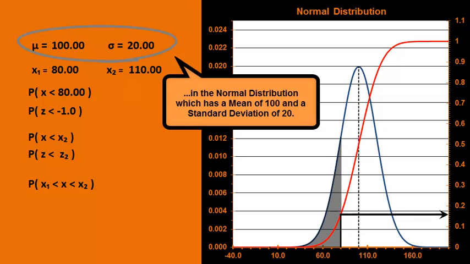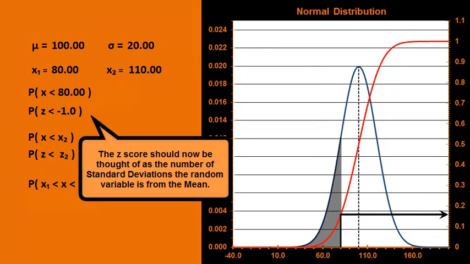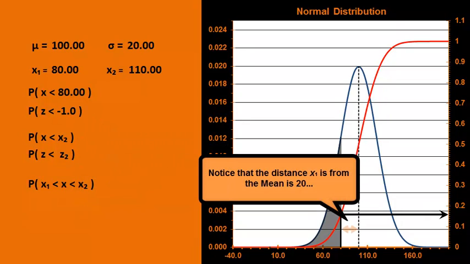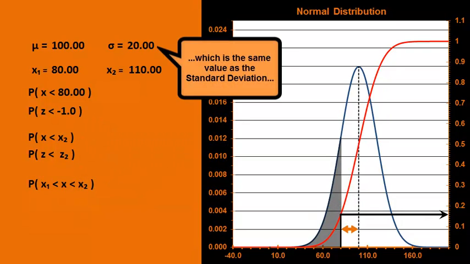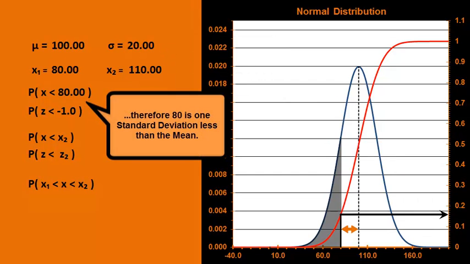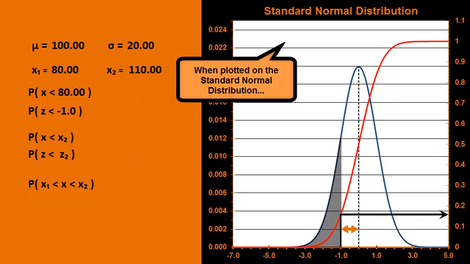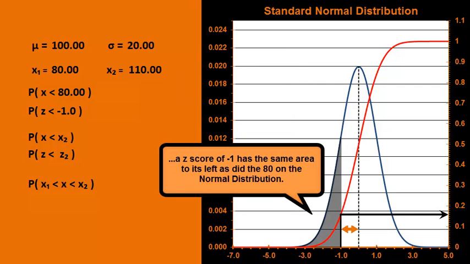The z-score should now be thought of as the number of standard deviations the random variable is from the mean. Notice that the distance x is from the mean is 20, which is the same value as the standard deviation. Therefore, 80 is one standard deviation less than the mean. When plotted on the standard normal distribution, a z-score of minus 1 has the same area to its left as did the 80 on the normal distribution.